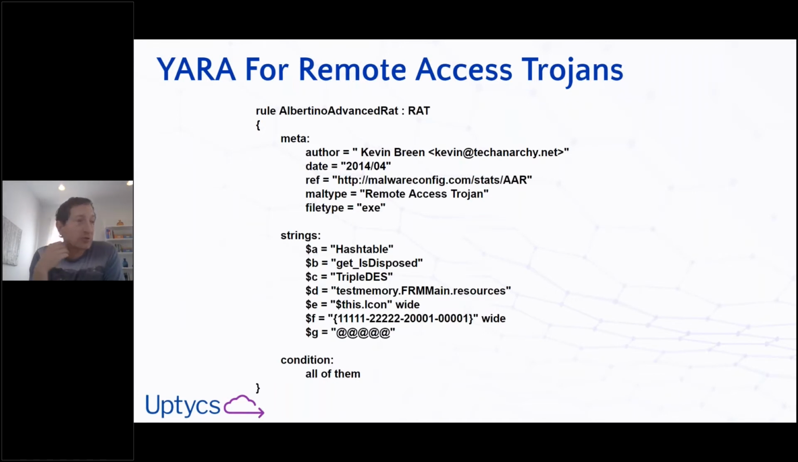So there's a whole bunch of YARA rules available as resources on the web. And here's an example for a remote access Trojan. So this one was created by Kevin Breen in 2014. And it's got, in this case, strings A through G, where certain ASCII strings were identified within the malware. And then he was saying that the condition is that all of these strings are found.